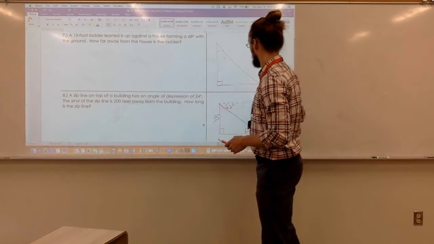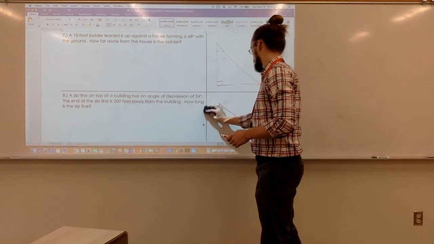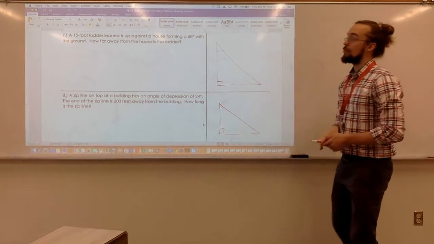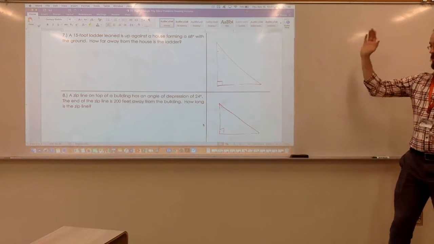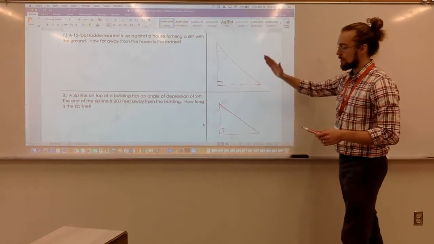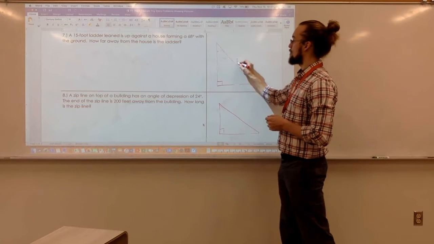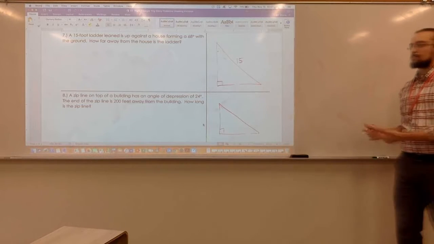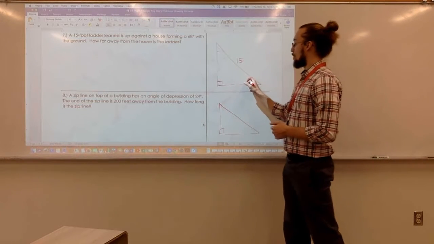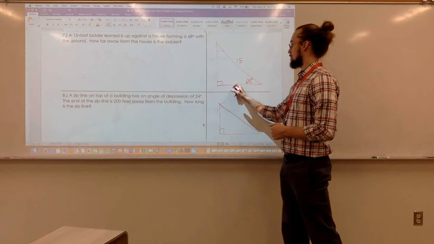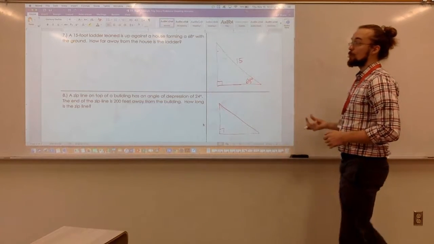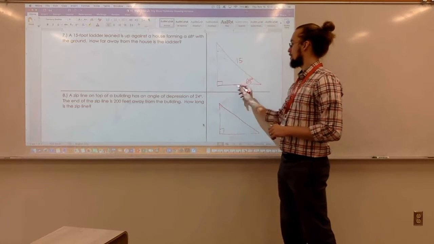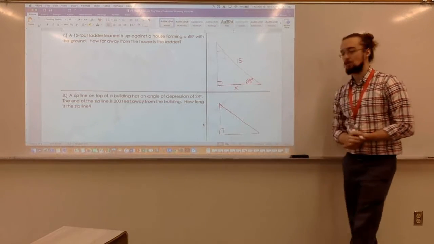Alright, so then numbers 7 and 8. On 7, we get a 15-foot ladder. I'm taking this ladder that's 15 feet, leaning it up against a house. So I think my 15 would be the hypotenuse here. Then it says it forms a 68-degree angle with the ground, so with the ground would be down here. Then my goal is to find how far from the house the base of the ladder is, so my x would be on the bottom here.